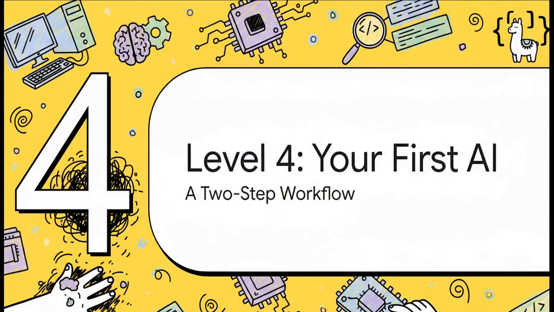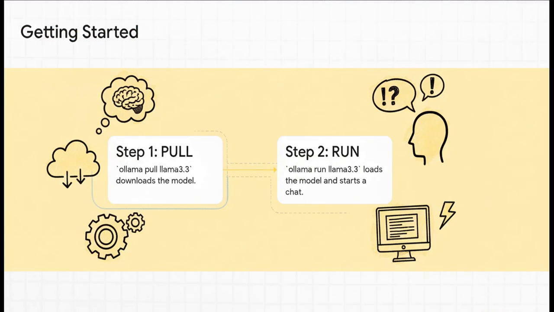Which brings us to level 4. Time to get your hands dirty. Let's walk through just how ridiculously simple it is to get your very first local AI up and running. It is literally 2 steps, no joke. First, you open your terminal and type Ollama pull llama 3.3. Think of this as downloading the AI's brain.